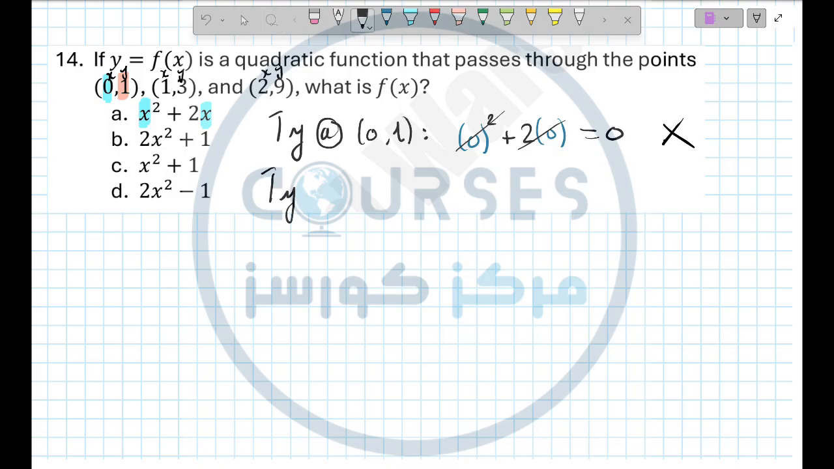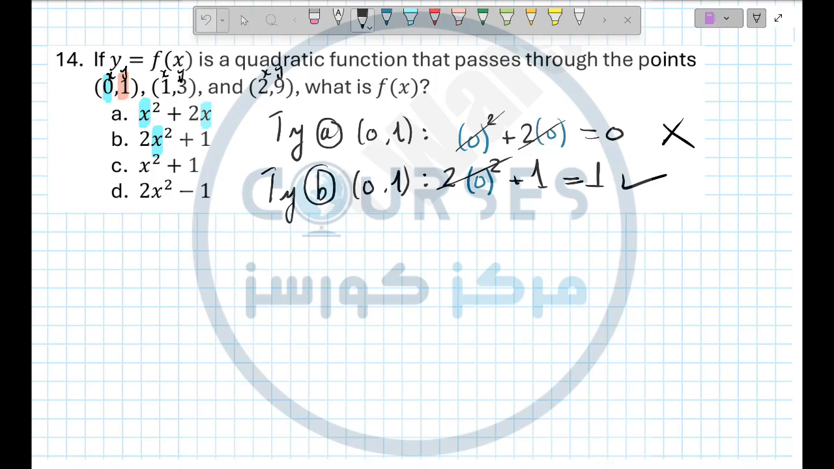Okay, let's now try B. Let's test the 0 and 1. This time we're removing the x and putting a 0. So it's gonna be 2 times 0 squared plus 1. All of this is 0. So this is equal to 1. And indeed y here is 1. So this one is correct, but you have to test the other points as well.